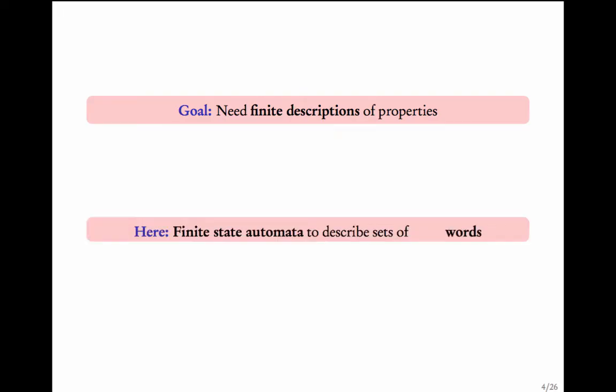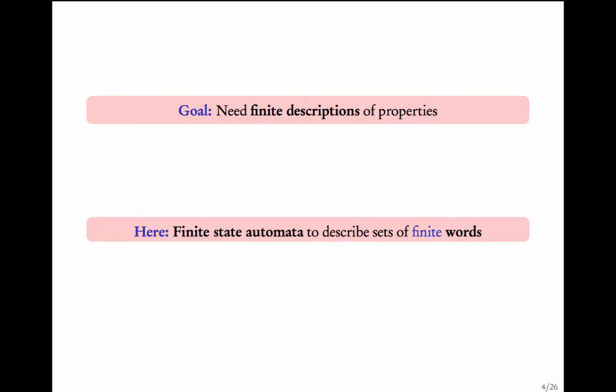We need finite descriptions of these infinite sets. Some of the finite descriptions are G, F, etc. Here we will be using what are called finite state automata to describe sets of words. In particular, here we will concentrate on finite words. In the next unit, we will talk about infinite words.